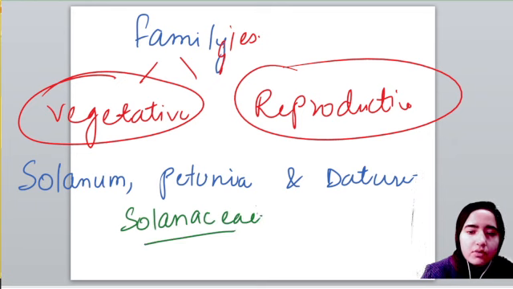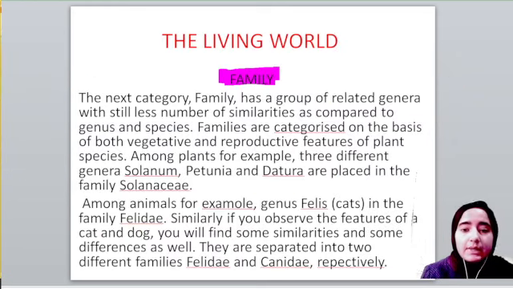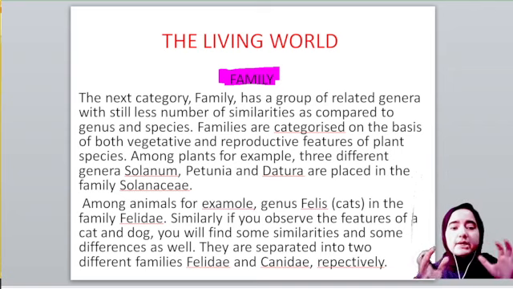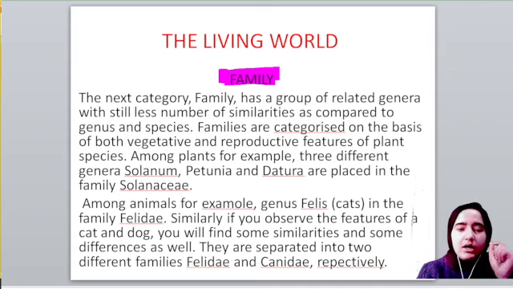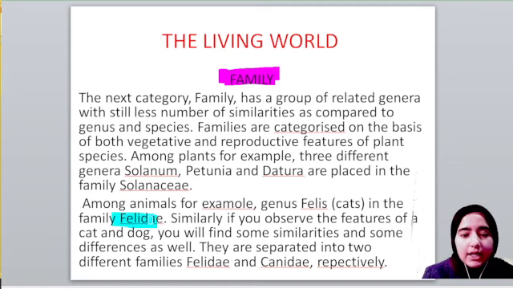Solanaceae. Okay. I hope this concept is clear, what a family is. Family is nothing but a group of related genera. If we talk about animals, we have genus Felis. As I already mentioned, genus Felis includes cats. And they come under which family? They come under family Felidae.